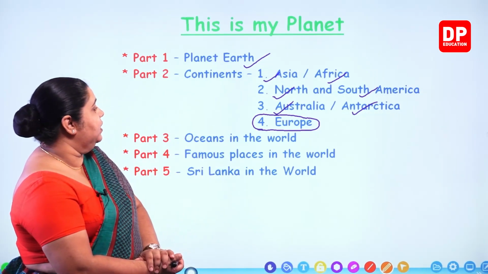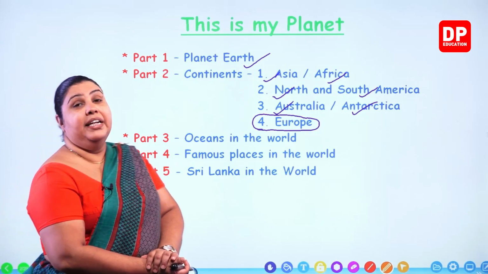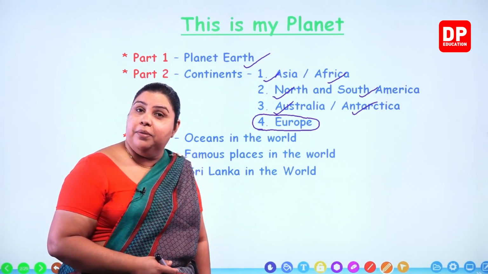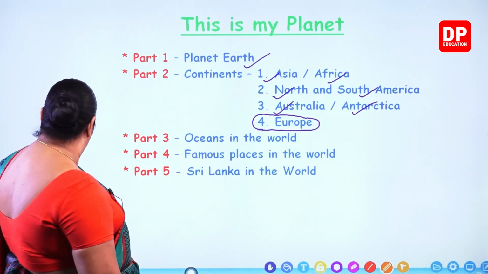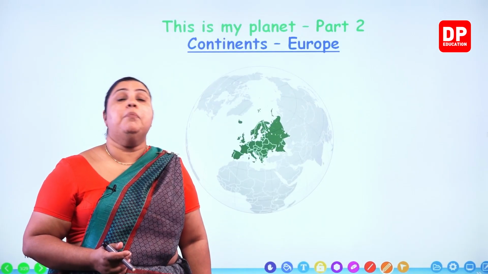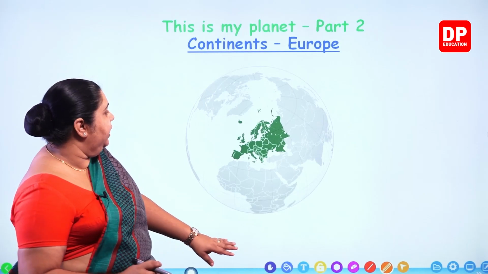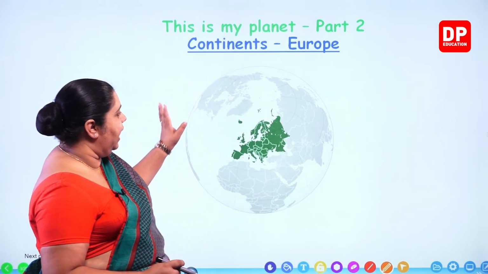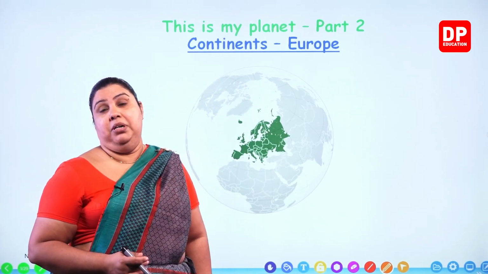So we are going to start our lesson today and it's all about Europe. Come, let's move on to our next slide. This is my planet part 2 and we are learning about continents and today we are going to learn about Europe. Europa මහද්වීපය ගැන. Now this is how it looks like in the globe.